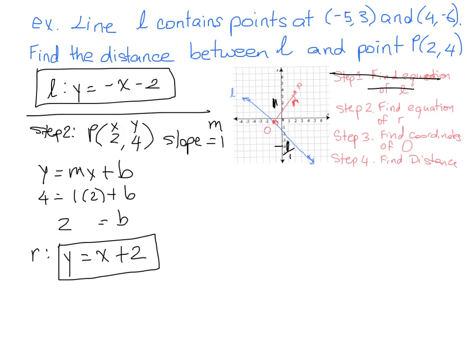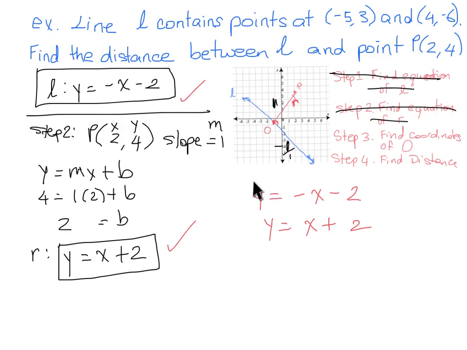So the third step that we are about to do now is find the coordinates of O. Keep in mind that line L and line R do meet at point O, so you want to solve these equations simultaneously. So we have here that y is equal to negative x minus 2 and y is equal to x plus 2. And where these two equations meet is the point that we are looking for.